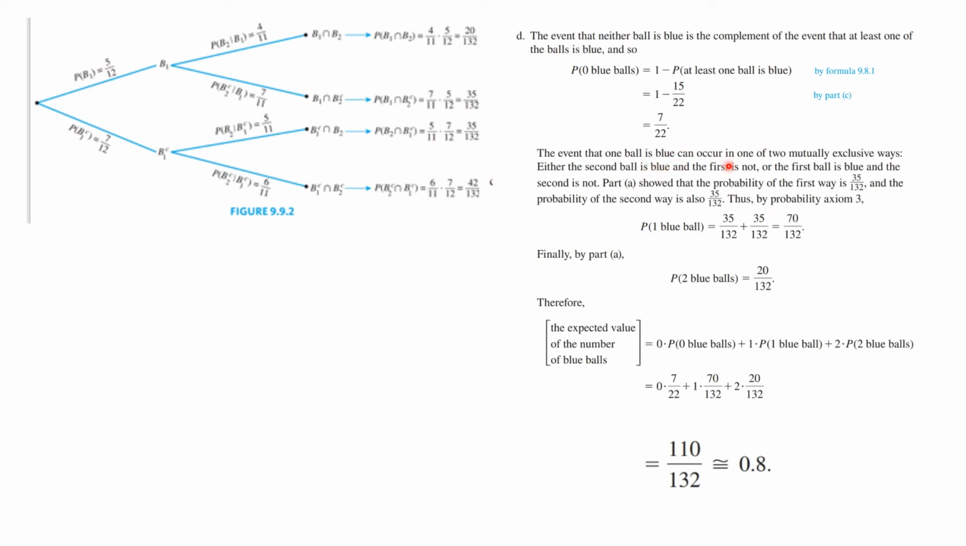The event that one ball is blue can occur in one of two mutually exclusive ways. Either the second ball is blue and the first one is not, or the first ball is blue and the second is not.